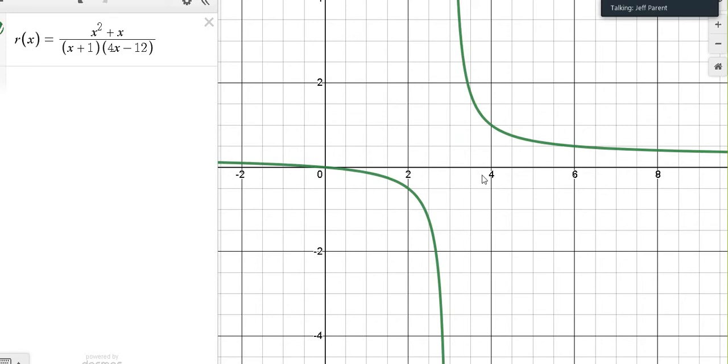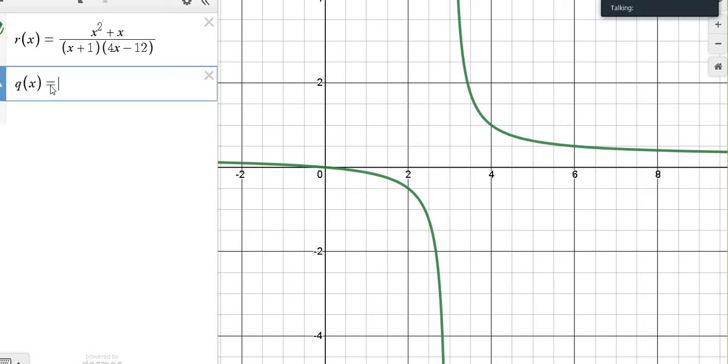Actually, I'm not seeing all that I want to see. I see my vertical asymptote at 3, but there's another vertical asymptote that I'm missing, right? What am I missing? Negative 1. Oh, wow. I know why this is not the example I really wanted. At negative 1, the graph is undefined, but oh boy, this isn't.